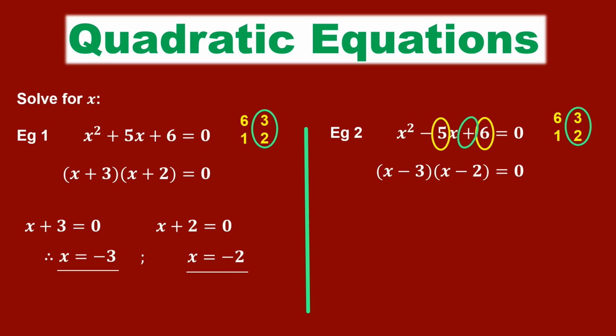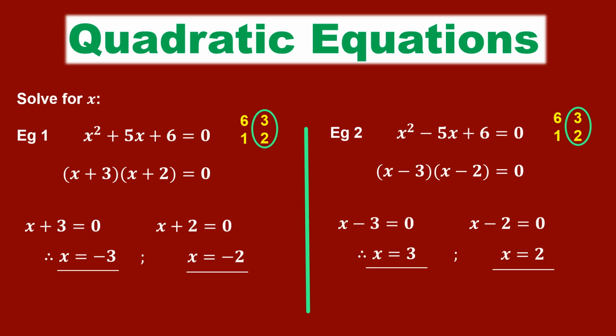But this time, because that last sign is positive, the signs are the same, but now the first sign is negative, so both my signs will be negative. And then I just need to solve each individual bracket. So either x minus 3 is 0 or x minus 2 is 0, giving me final answers of x is 3 and x is equal to 2. Pause now so you can take some notes.